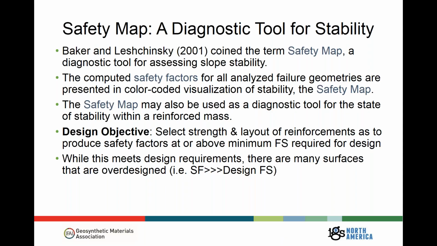So basically that safety map is a diagnostic tool for looking at the current state of stability in a reinforced mass. And the design objective of using the safety map, applied to reinforced soil, is to select the strength and layout of reinforcements so as to produce factors of safety that are at or above the minimum factor of safety required by design. So what that means is, you have a wall, you have a slope that's reinforced, you have a layout that's prescribed, you run your safety map, and you hope, given the strengths that you've selected, that your factor of safety is greater than, say, 1.3. And if it's not, up the reinforcement length, up the reinforcement strength, until it is.